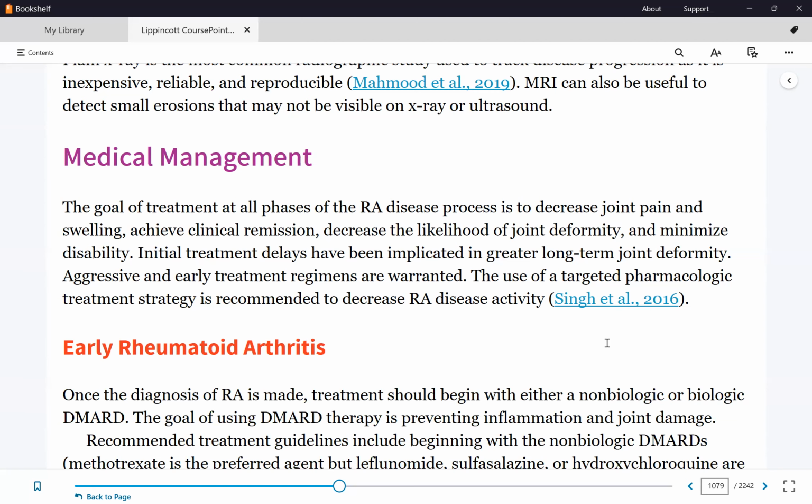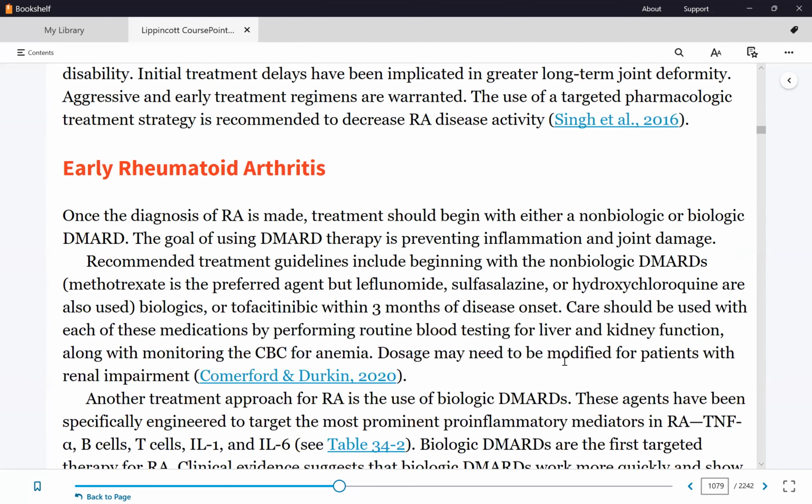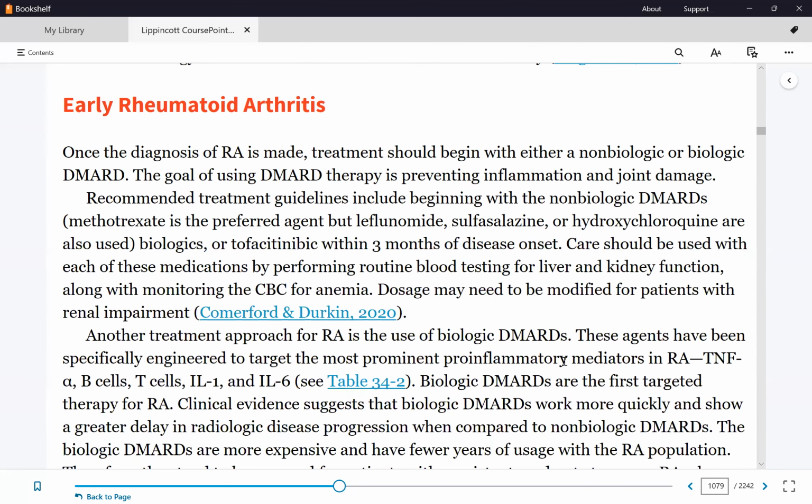So early on, we will use a slew of medications. So the cheapest DMARD, which is disease modifying anti-rheumatoid therapy or drugs, is methotrexate. It comes in PO, also comes in IV, but most patients obviously are on PO methotrexate. Now, this drug is teratogenic.